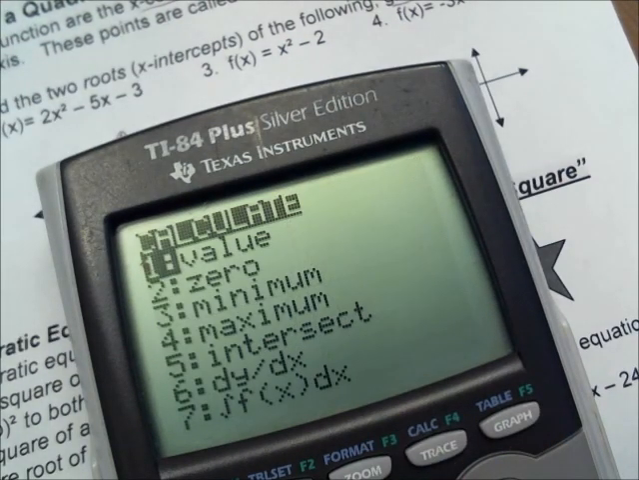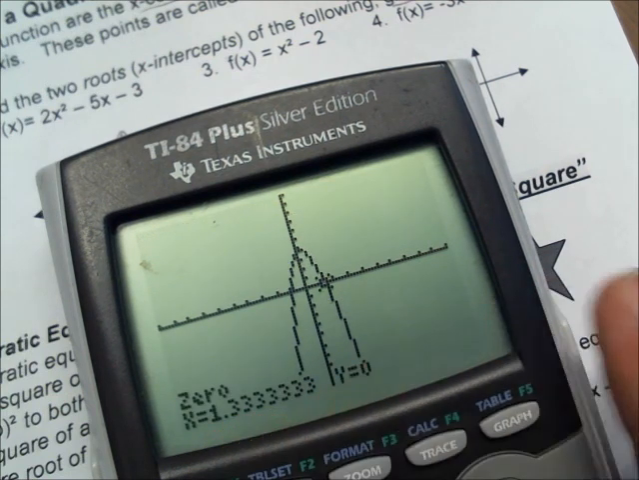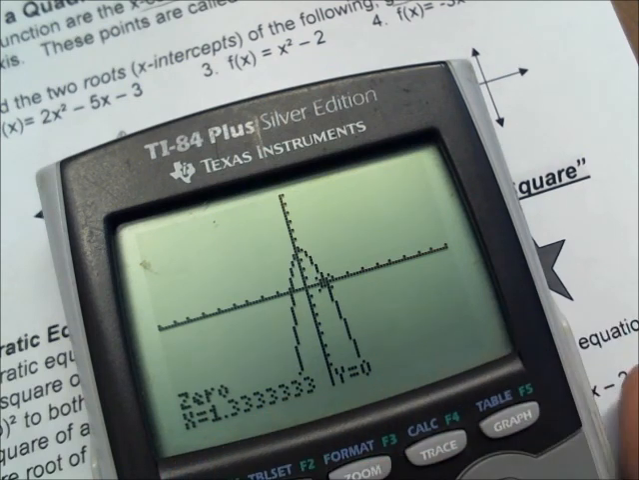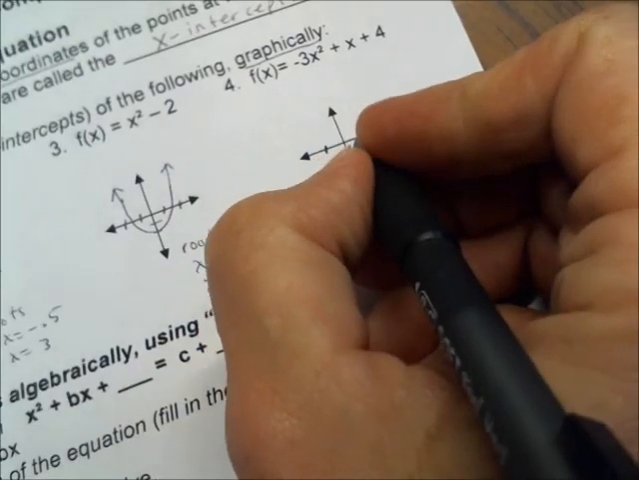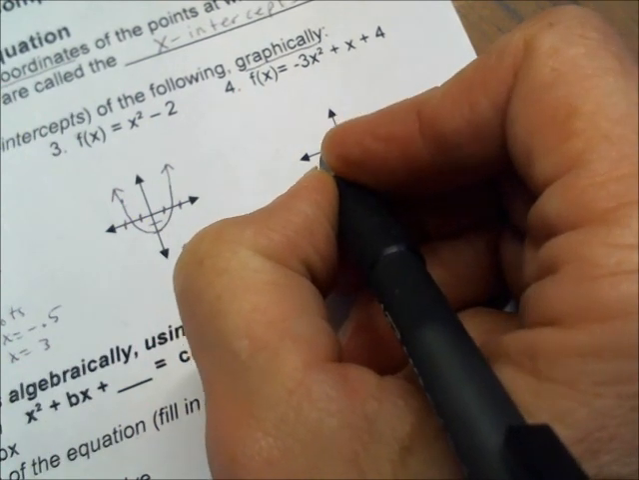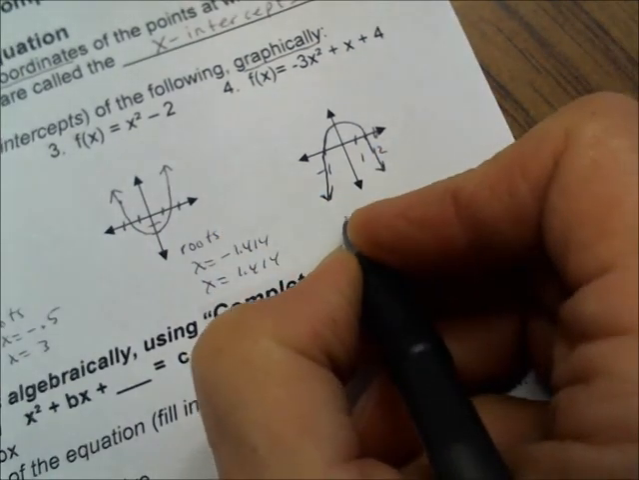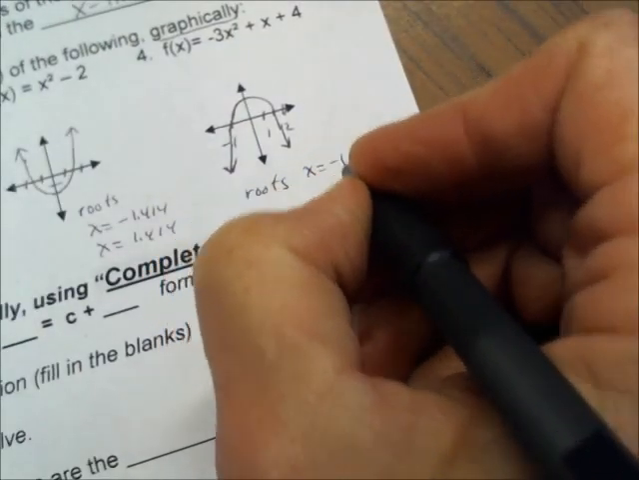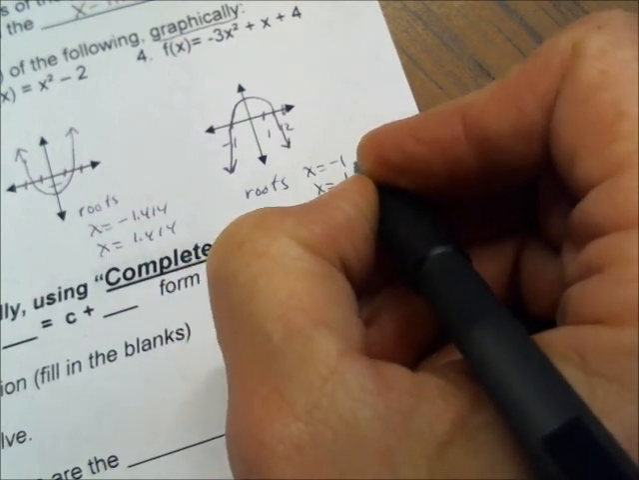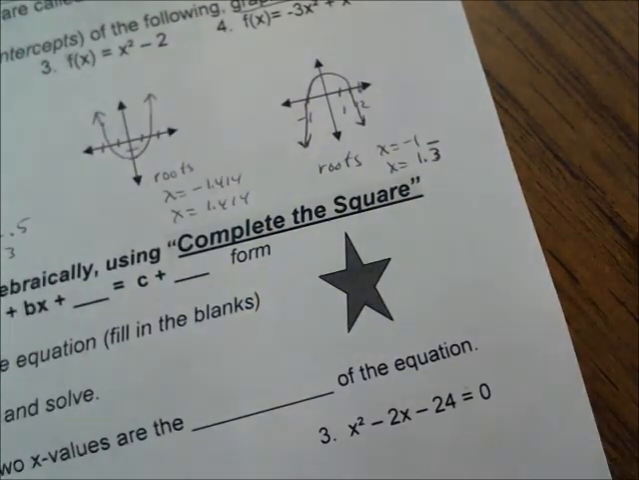And then we're going to calculate the 0. And now we're going to move the cursor to the left of the 0 and then to the right of the 0 and hit enter. And 1.33333 is actually 1 and a third. And 1 1/3 is the same thing as 4/3, so you can call it a whole bunch of things. But we'll put it between here. And this is an upside down parabola, which goes like this. And the roots are x equals negative 1, and x is equal to 1.3 with a line over it. That's 1.3 repeating. So there you go. That's how you find the roots on a graphing calculator.